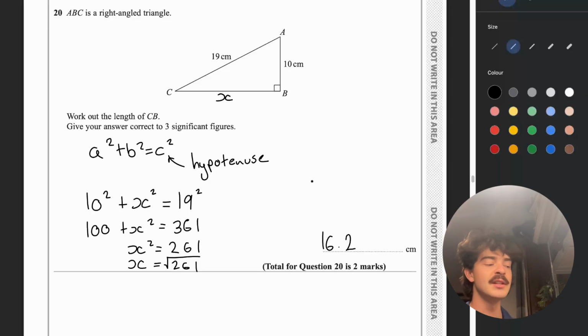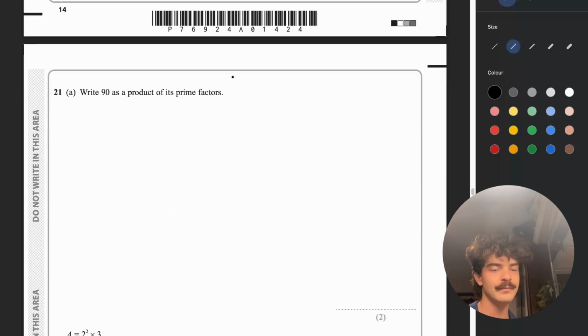And does that feel reasonable? There is a quick check you should always do with these ones. These two sides, the shorter sides, should always be less than 19. Is this less than 19? Absolutely. So that means it's a reasonable value. If you got something really close to 0 as well, that's probably unlikely.